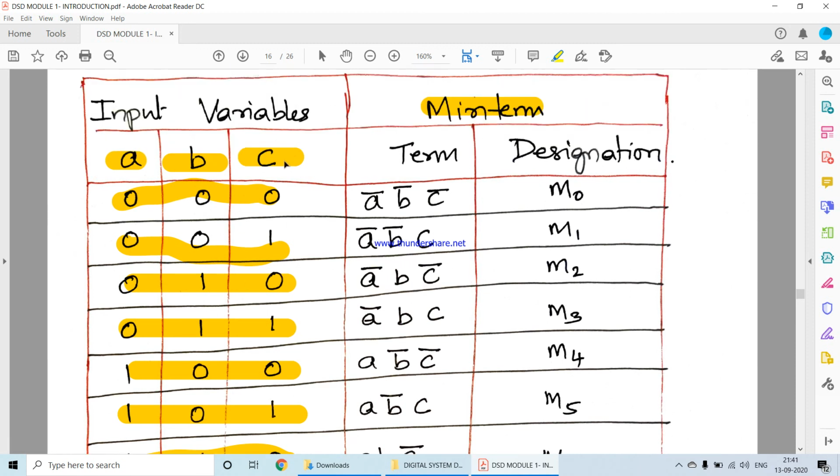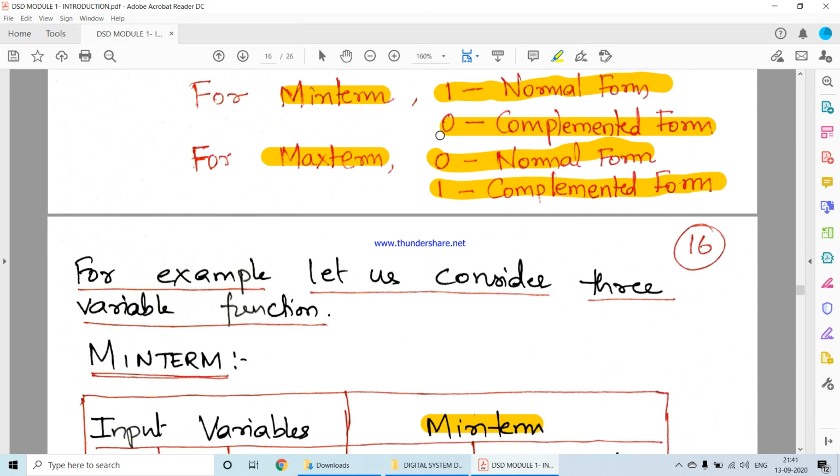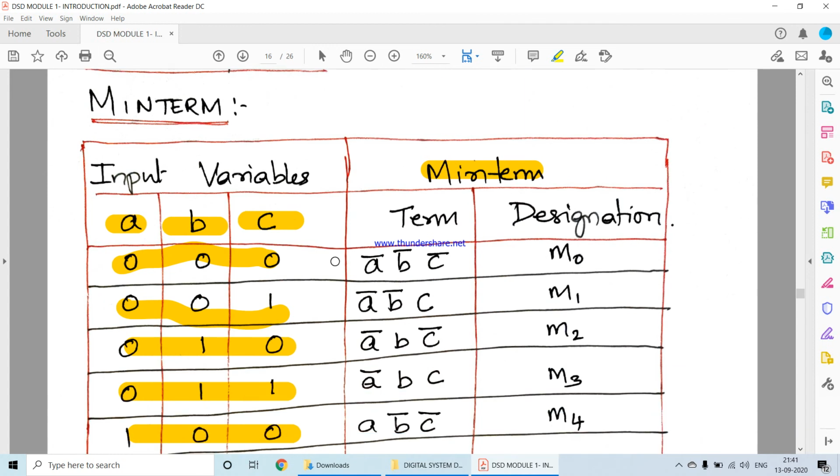So for min term, 0 is the complemented form. See, 0 is complemented and 1 is normal. Therefore, I will represent 0 with bar, whereas I will represent 1 without bar. So 000 for ABC, therefore I get A bar, B bar and C bar. And this is designated with m0, small m. Keep this in mind. Small m is for min term. Capital M we use for max term.